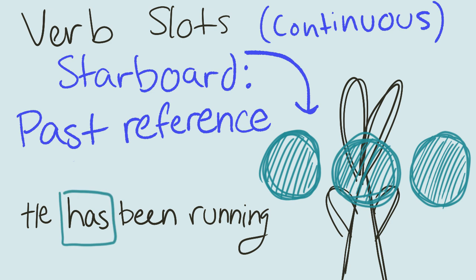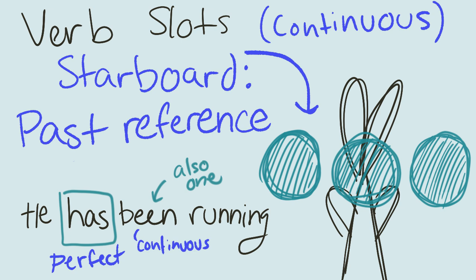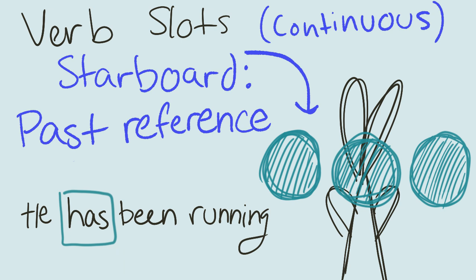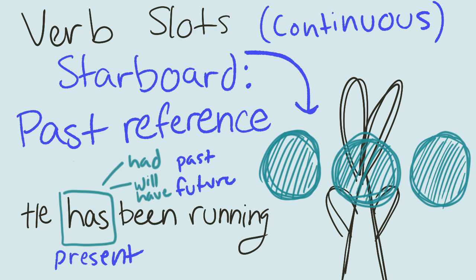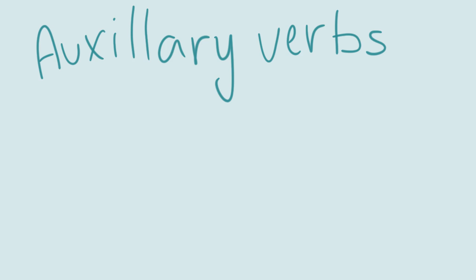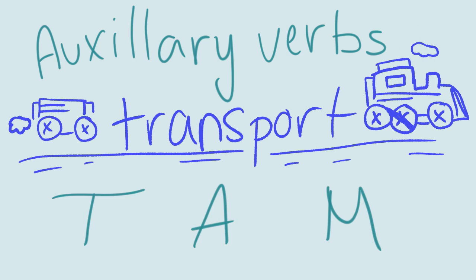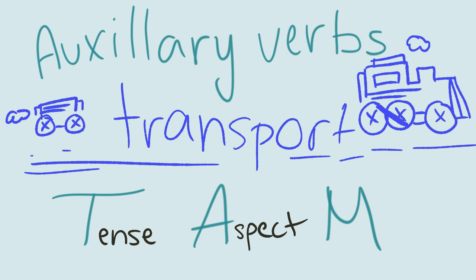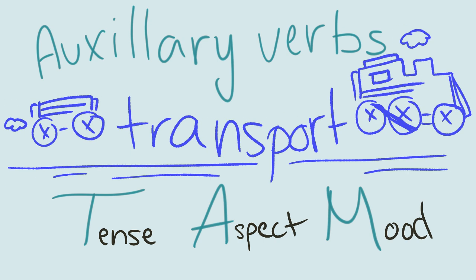Notice that the auxiliary verb, also known as a helper verb, is the one that carries that aspect in English. It's also what tells you the actual tense of the sentence. Not all languages do it this way, but for English, you can think of auxiliary verbs as the modes of transportation for TAM, or tense, aspect, and mood if you remember from the last video.